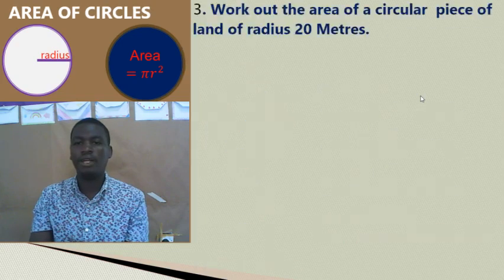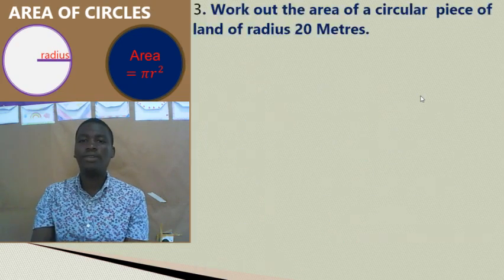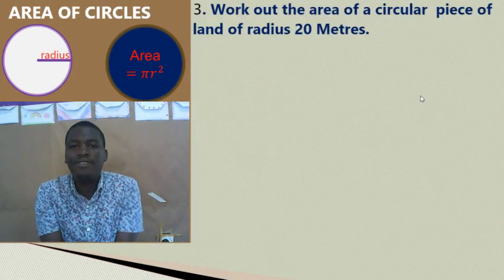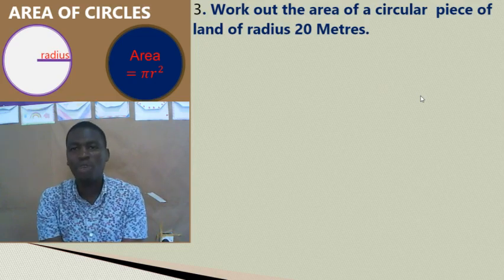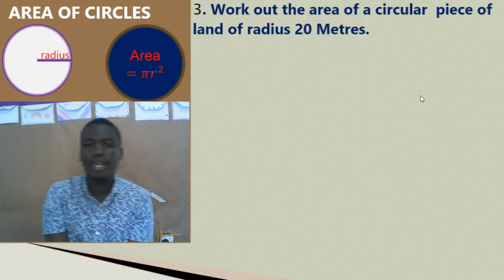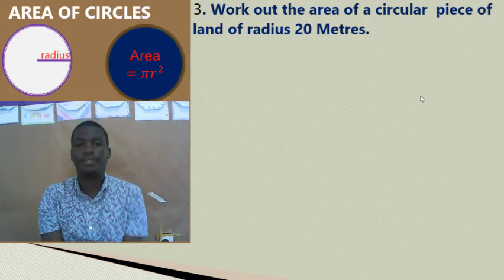Underline your work well there, then we go on. Work out the area of a circular piece of land of radius 20 meters.